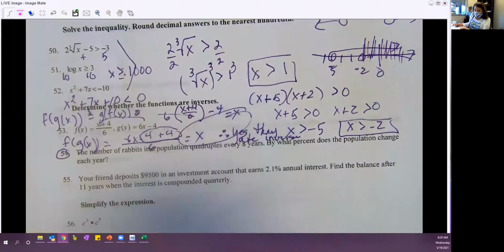You know, I need to make a note. I think we're going to give you a formula chart so that you don't have to have these formulas memorized.